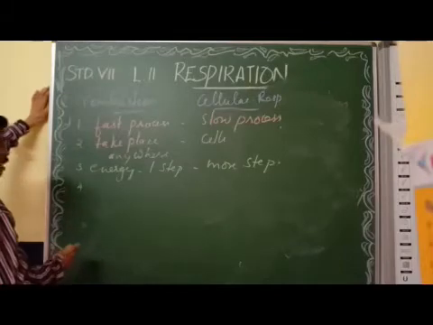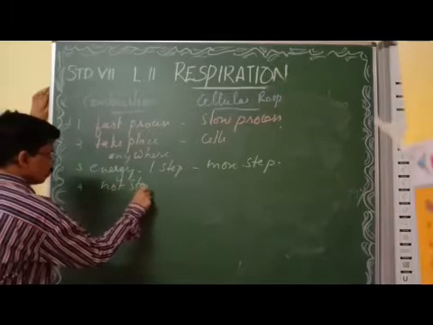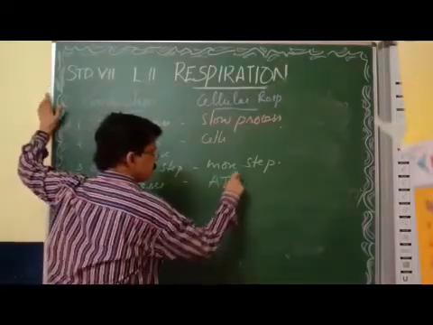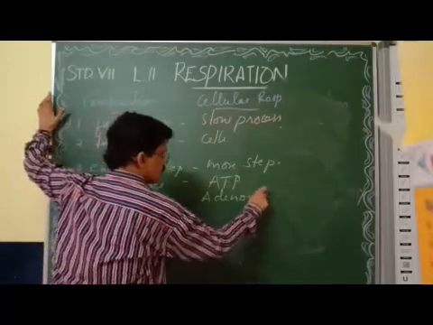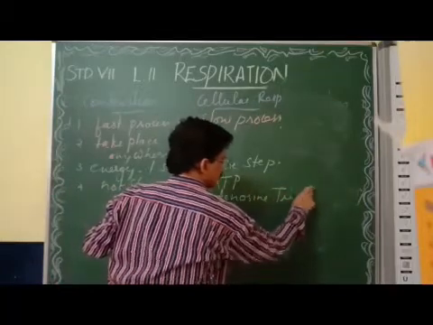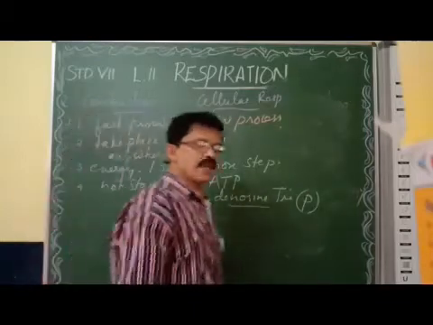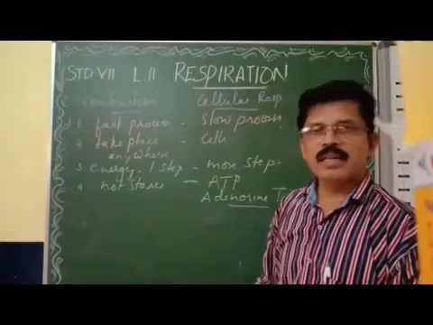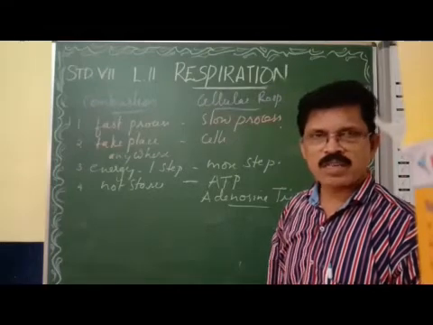In combustion, energy is not stored. In cellular respiration, energy is stored in ATP. What is ATP? Adenosine triphosphate. This ATP is called the energy currency of the cell. Why is ATP called the energy currency of the cell? Because the energy stored in ATP can be released and used for any biological process or function at any time.